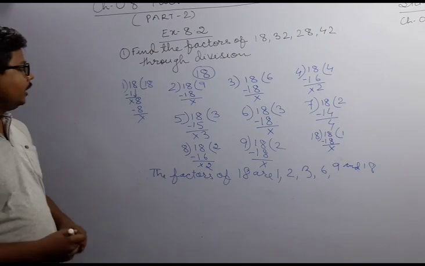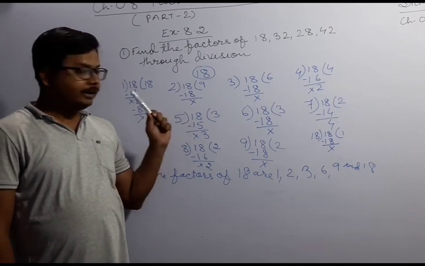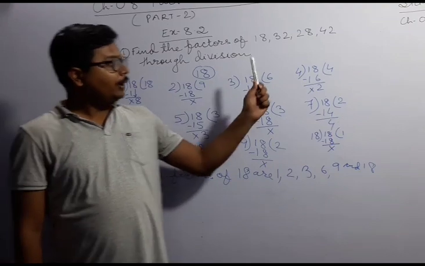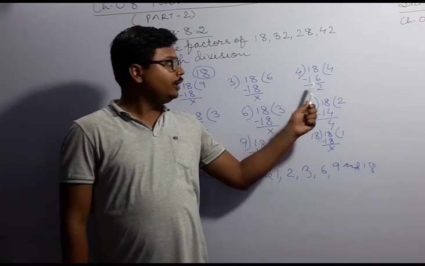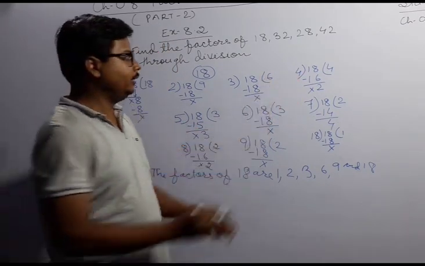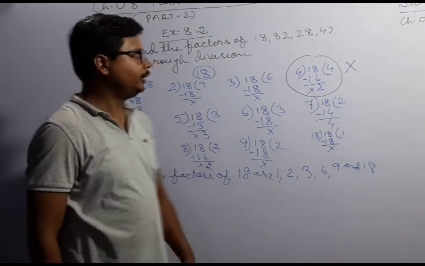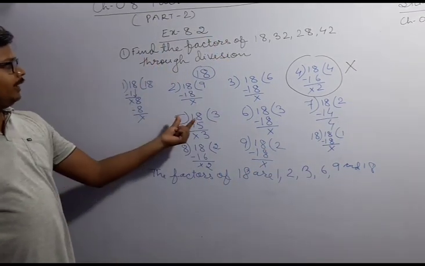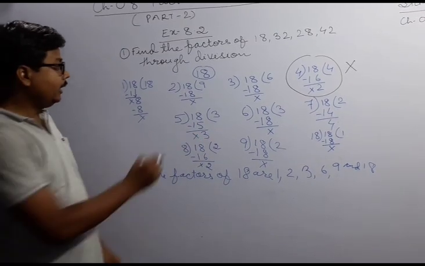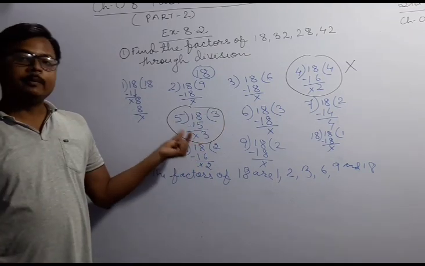Let us see. We divide 18 by 1, we get remainder 0. We divide 18 by 2, we get 0. We divide 18 by 3, we get 0. But when we divide 18 by 4, we get remainder 2. So this 4 is not a factor of 18. Let us continue. When we divide 18 by 5, we get remainder 3. Again, this 5 is also not a factor of 18 because we are getting remainder 3.